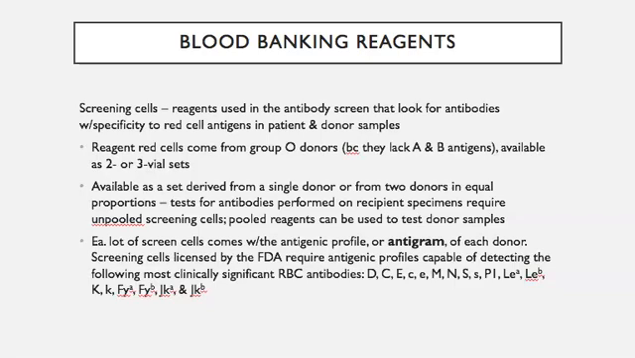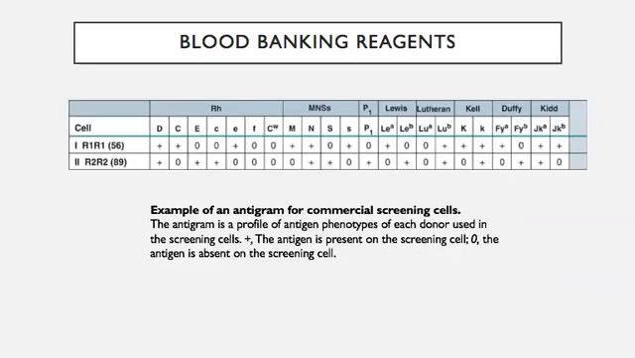They're available as a set that is derived from a single donor or from 2 donors in equal proportions. And these vials are made to test for antibodies performed on recipient specimens. Pooled reagents can be used to test donor samples. So each lot of screen cells comes with the antigenic profile, which is what this looks like. It's referred to as an antigram of each donor.